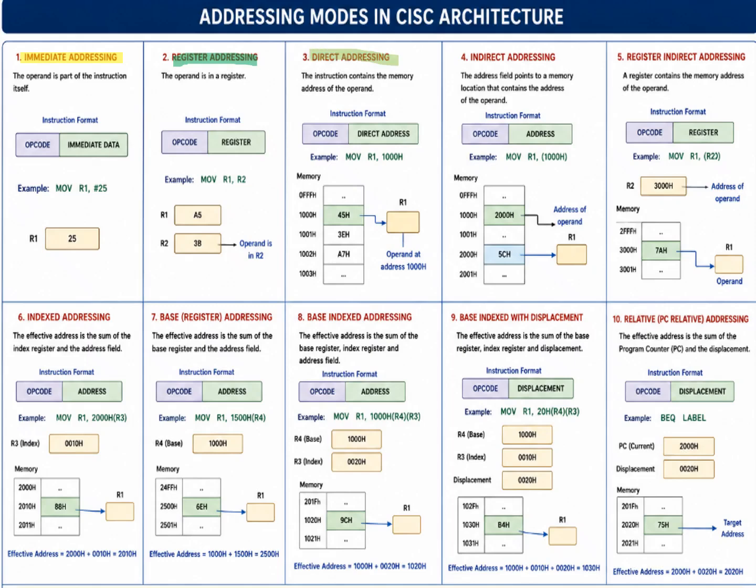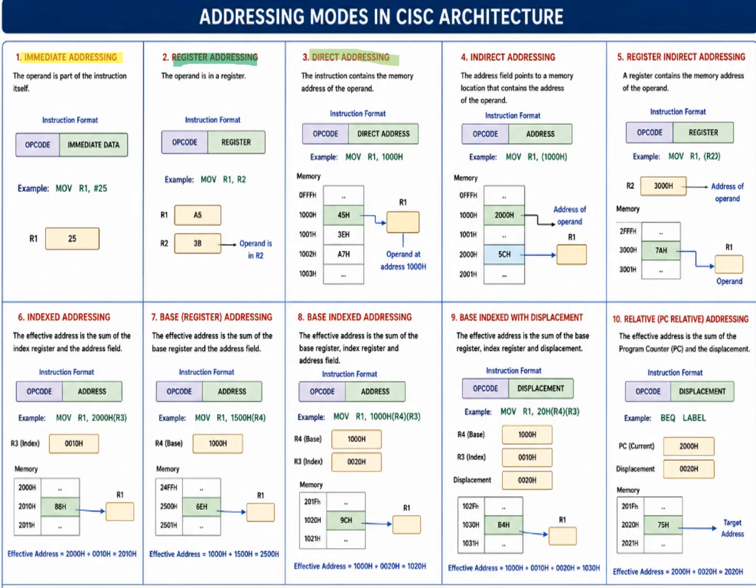Direct addressing. Direct addressing means the instruction contains the memory address of the operand. The instruction is followed by the operand's direct address. Example: MOV R1, 1000H. So what will happen? This is the instruction format and this is the memory. It belongs to 1000H. So for 1000H, what is the value? 45H. So this is the operand. Okay.